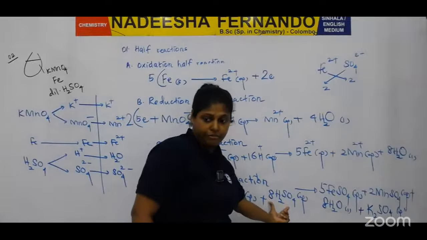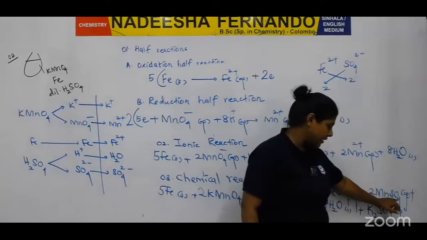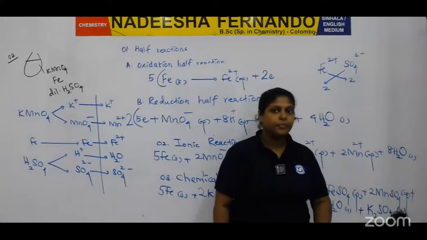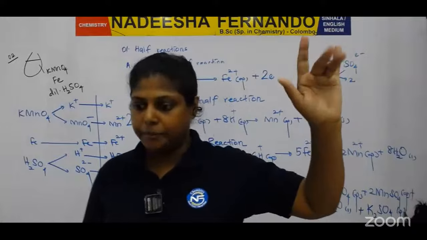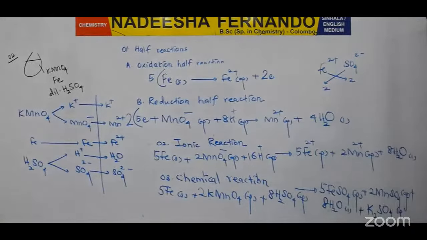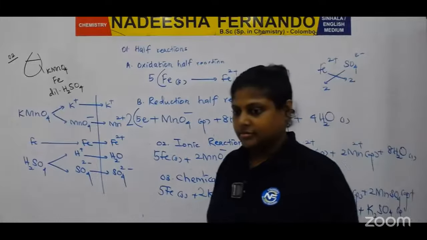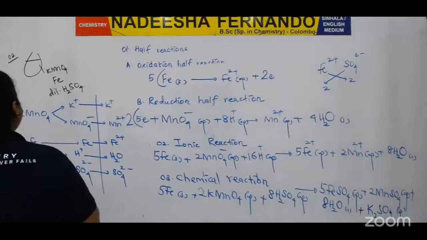Now we can check whether the reaction is balanced by counting total sulfates. Here 8 sulfates. Here 5, 2, 7, including this one, totally 8. Got it? You got the same answer. Please raise your hand if you got the same answer. Right, very good.